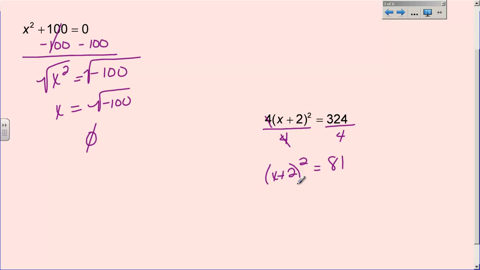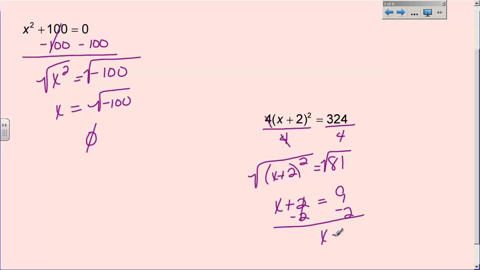Well, since this entire thing is squared, if I take the square root of this entire thing, it gets rid of the squared. But if I do something to one side, I got to do it to the other. So taking the square root of this gets rid of the squared. So this just becomes x plus 2. And the square root of 81 is 9. Well, now if I want to get x by itself, I just have to subtract 2 from both sides because we all know how to solve an equation. So x equals, sorry, this is plus or minus 9.